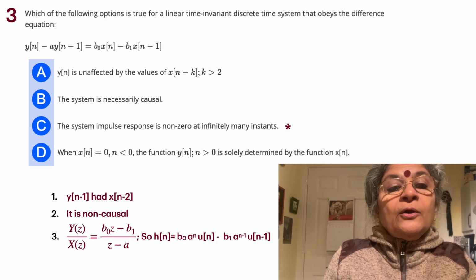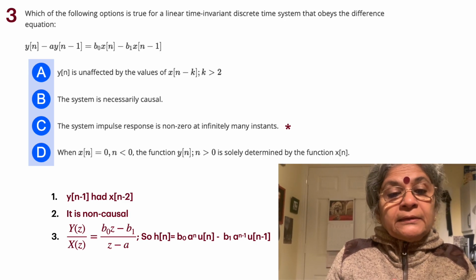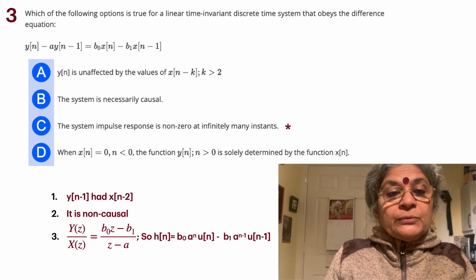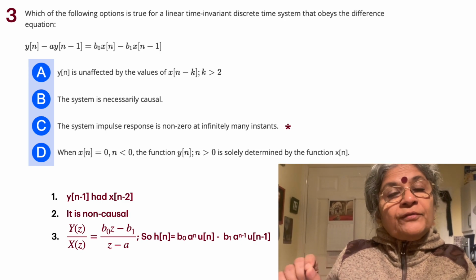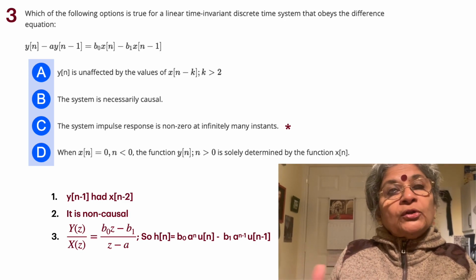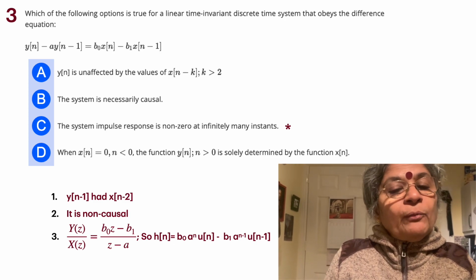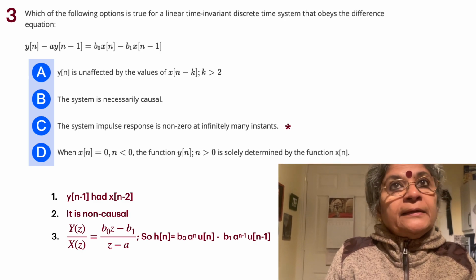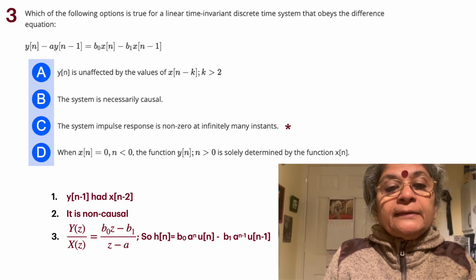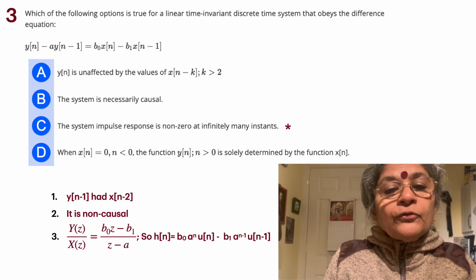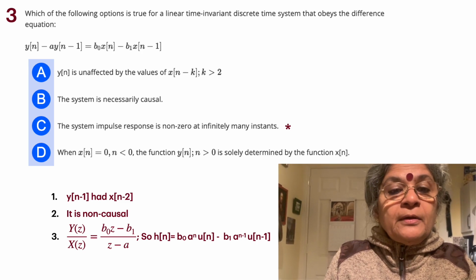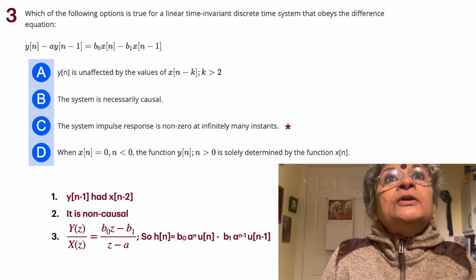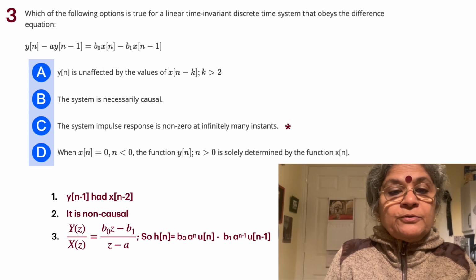No. Why? Because we see that y[n], the left hand side, is made up of y[n] minus a y[n minus 1]. So what is y[n minus 1]? Every signal on both the left and the right will have to be shifted by 1. So it's definitely going to be affected by signals for k greater than 2. For x[n minus k], that perpetual shifting is shown in the difference equation here. I suppose this point is clear.